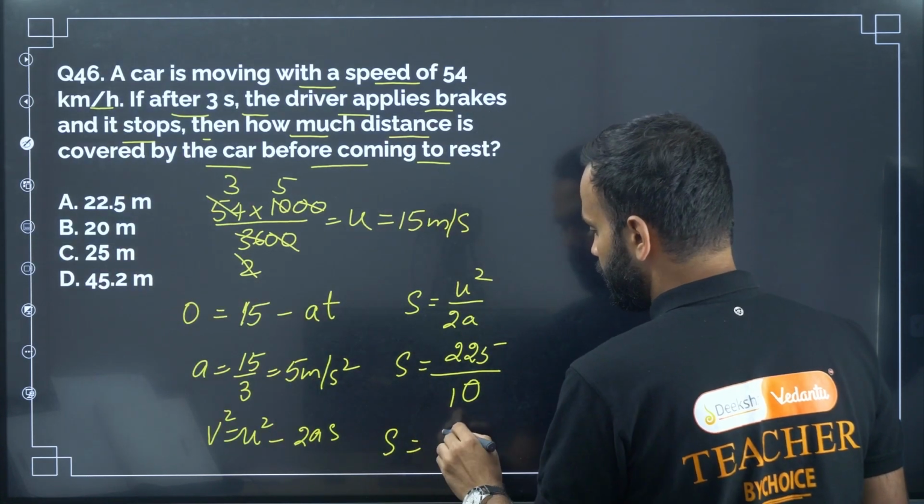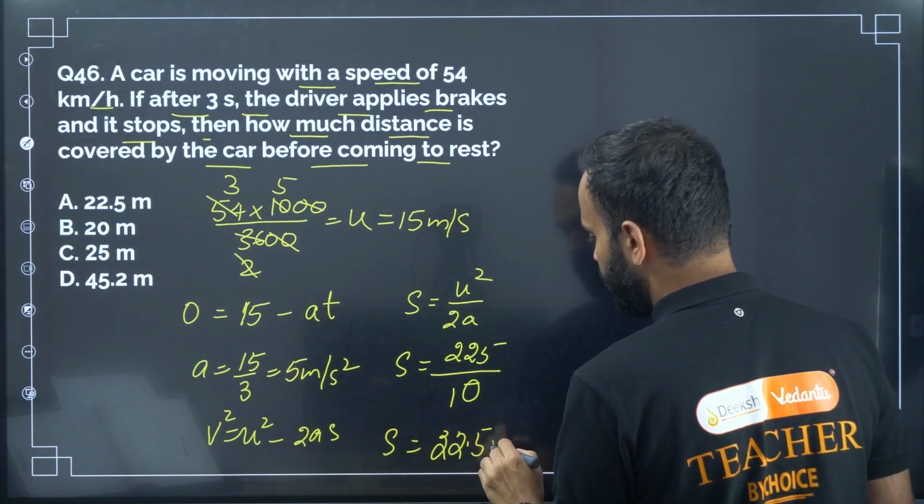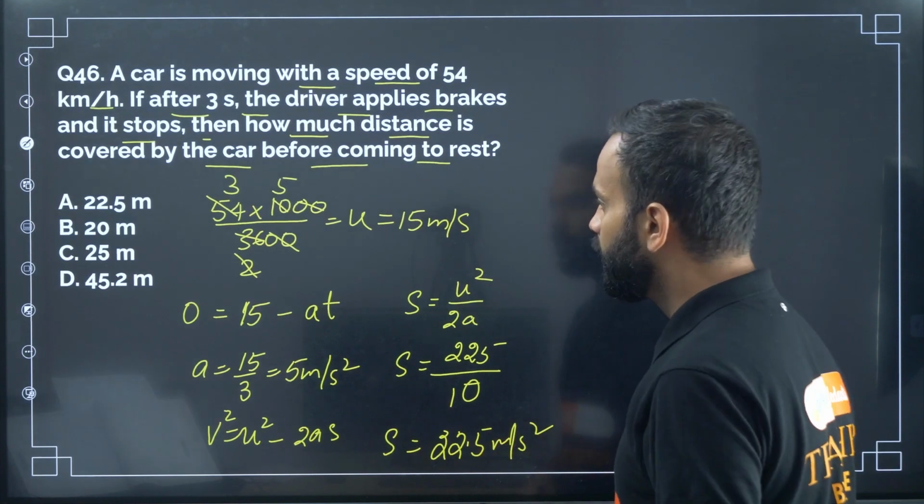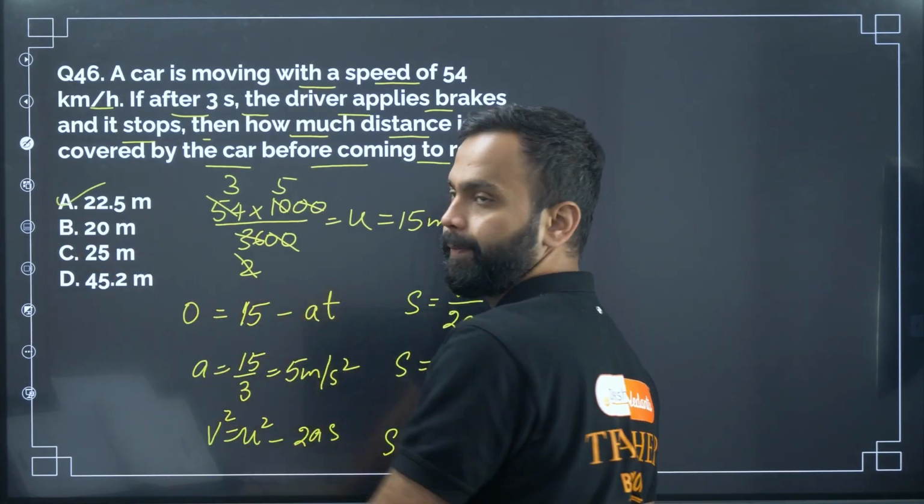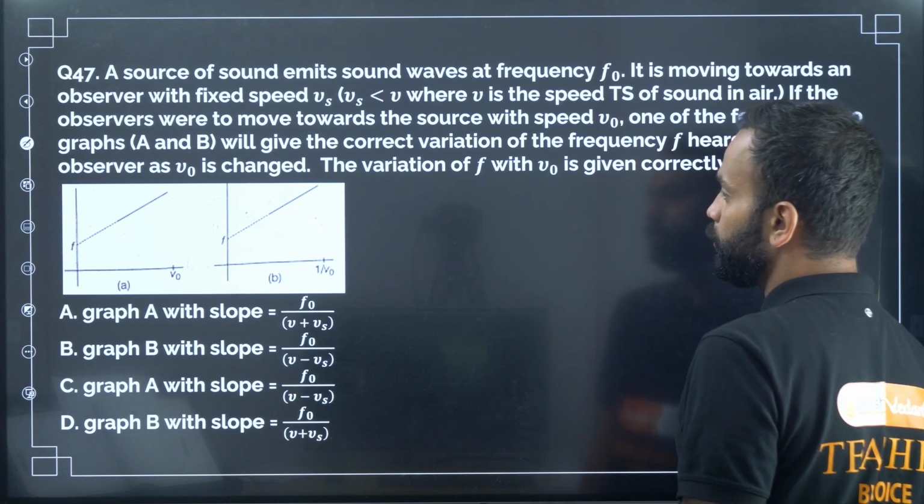So which is equal to 22.5 meter per second square. Okay, so the correct option is A. Next question, question number 47.